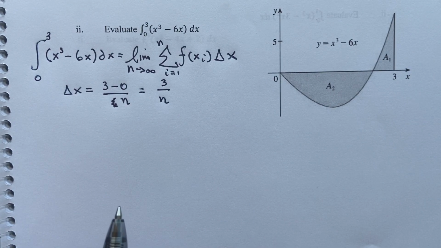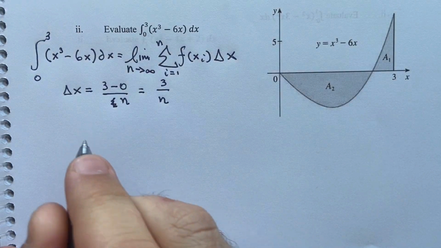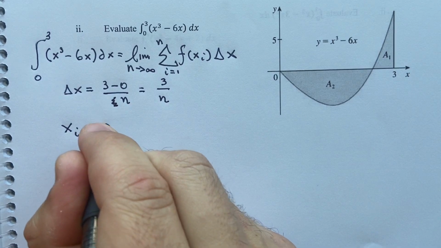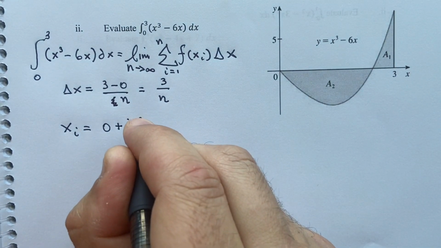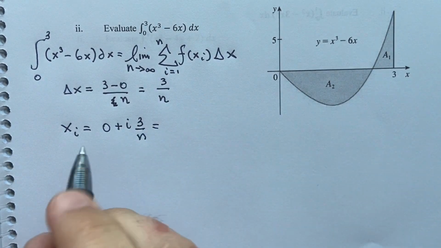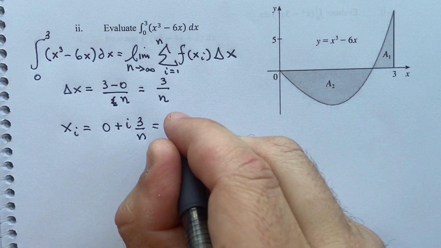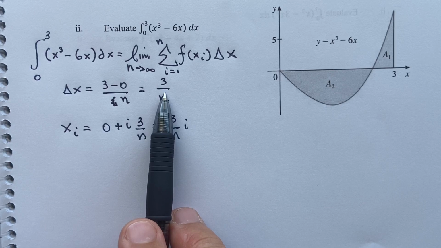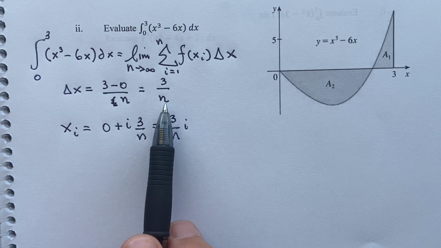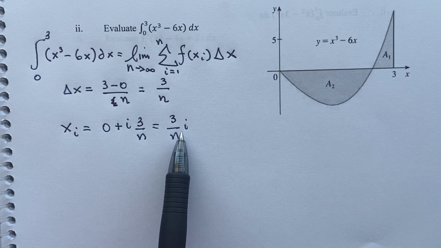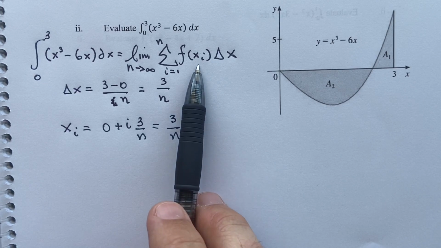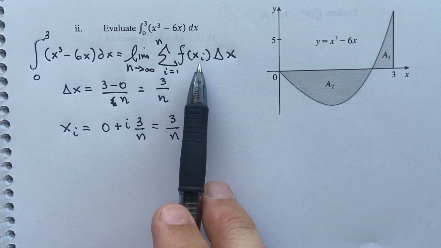Okay. X sub i in general is a plus i delta x. So we'll have 0 plus i times delta x, which is 3 over n. In other words, x sub i for us is 3 over n i. Okay, so we have delta x as 3 over n. We have x sub i as, in this case, 3 over n times i. So now we're going to plug both of those things in here, and then eventually plug those things into the function.